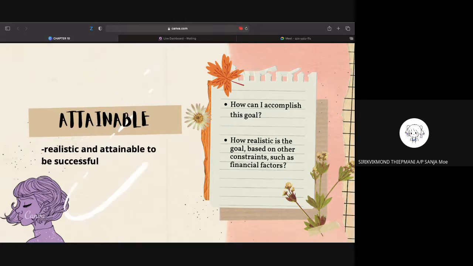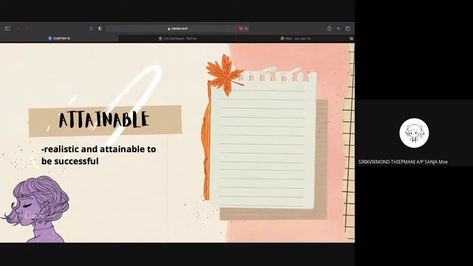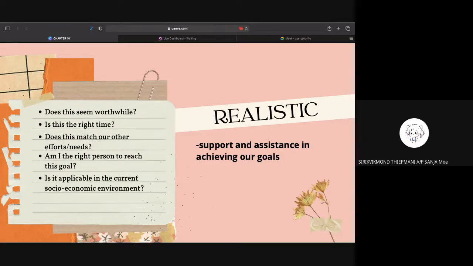For number four, relevant or realistic. This step is about ensuring that your goal matters to you and that it also aligns with other relevant goals. We all need support and assistance in achieving our goals, but it's important to retain control over them. So make sure that your plans drive everyone forward, but that you're still responsible for achieving your own goal.